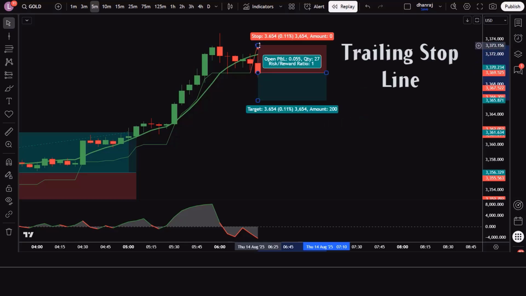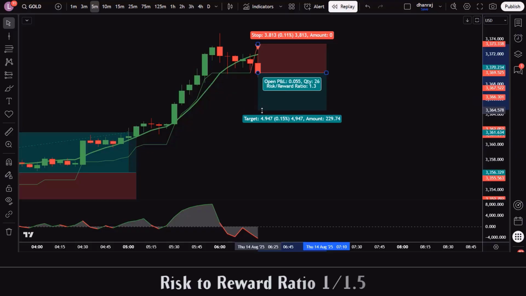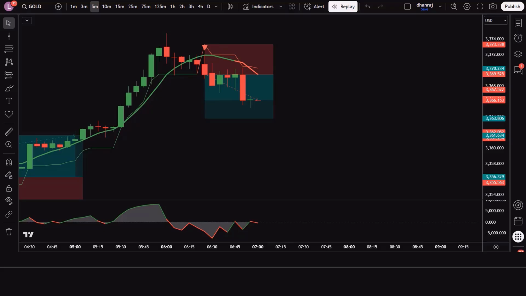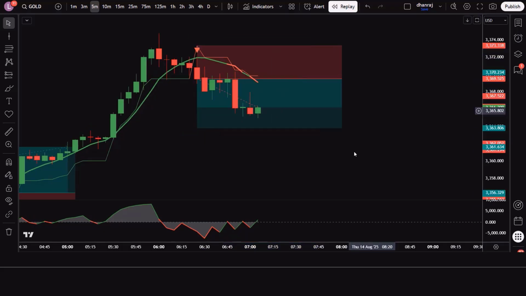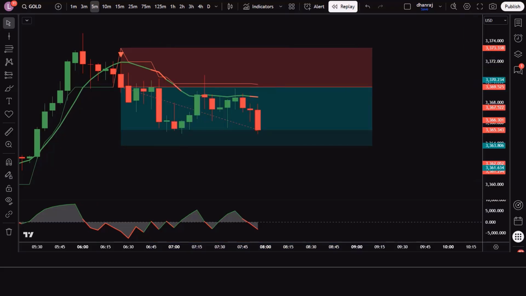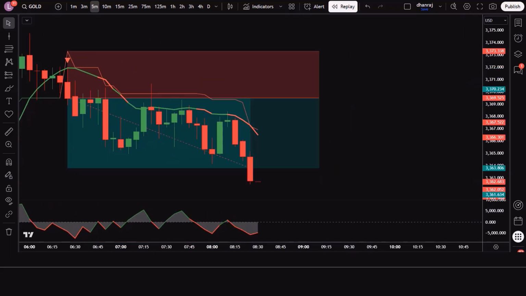Our stop loss is to be placed at the trailing stop line. And the risk to reward ratio will be 1:1.5. Let's see what happens to our trade. Our trade is running in profit. We have won this trade.